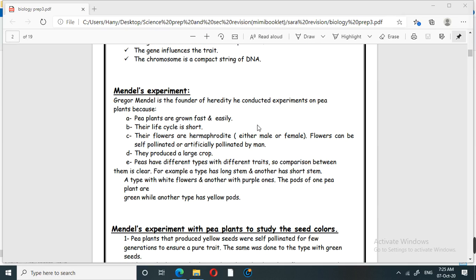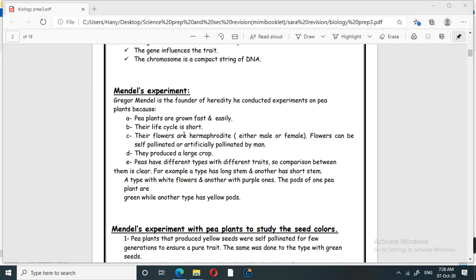What was his experiment? His experiment was making a pollination, or a crossing, between two different characters in the pea plant and recording the result to find the transmission of genes from the parents to the offspring of the pea plant. Why did he choose especially the pea plant? For several reasons. First, the pea plant grows fast and easily, so he can study the characters easily and faster.